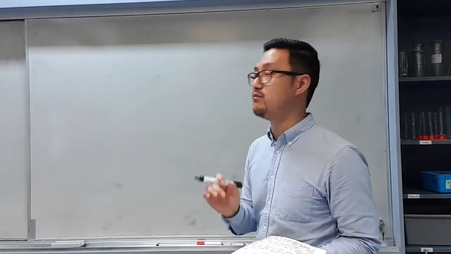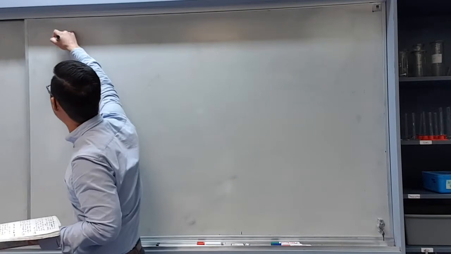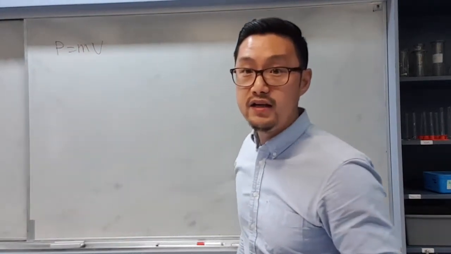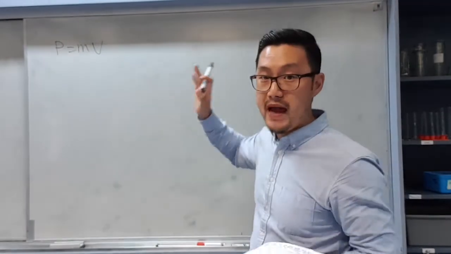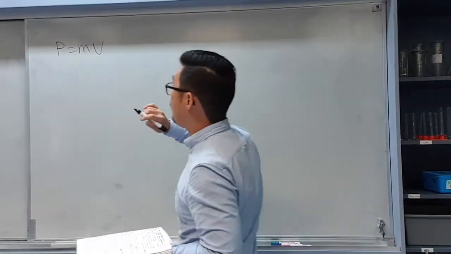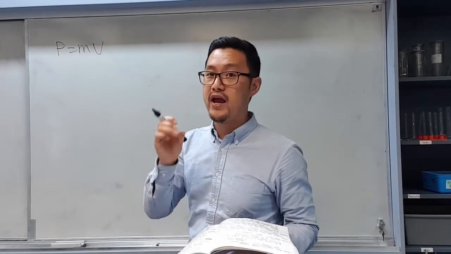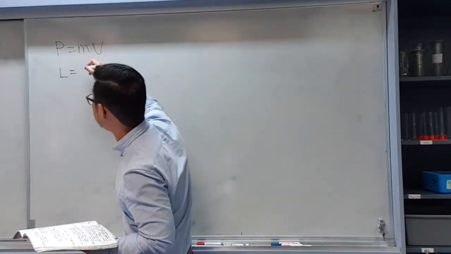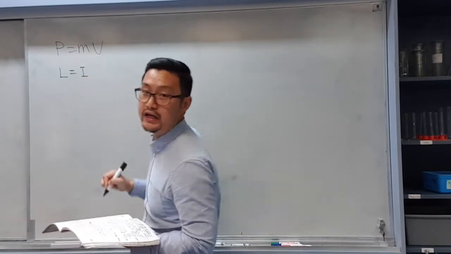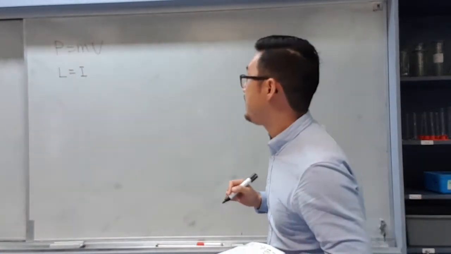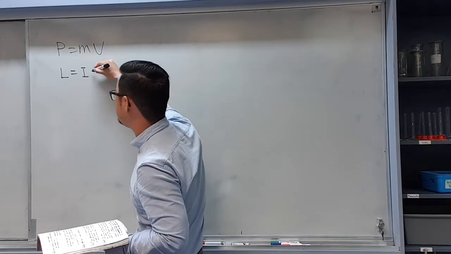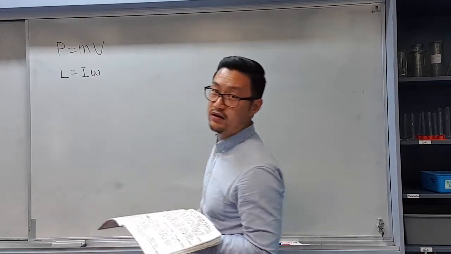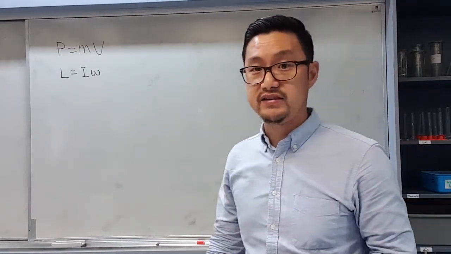So what is linear momentum? Linear momentum was defined as p equals mv. So momentum equals mass times velocity. And then what is rotational momentum, or angular momentum? Angular momentum is L equals, instead of m, now I have rotational inertia, which is I, and then instead of speed, now I have rotational speed, called angular speed, which is omega. And remember the word we're using is angular.